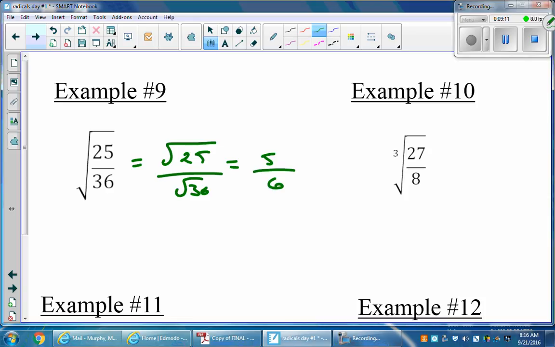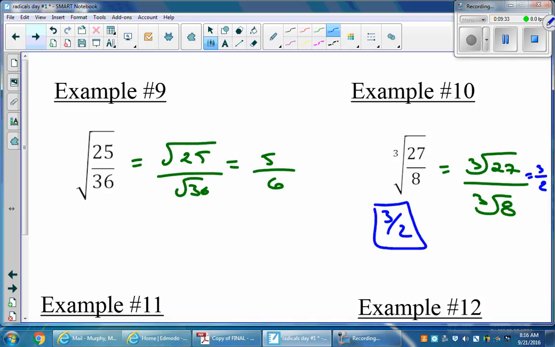My next one is, again, same idea. It's going to be perfect cubes, again, as a fraction. So I'm going to make this, say, the cube root of 27 divided by the cube root of 8. Again, just so happens that the top and the bottom are both perfect cubes. The cube root of 27, of course, is 3. And the cube root of 8 is 2. So my answer to this one would be 3 over 2.